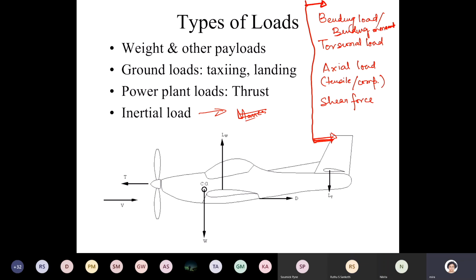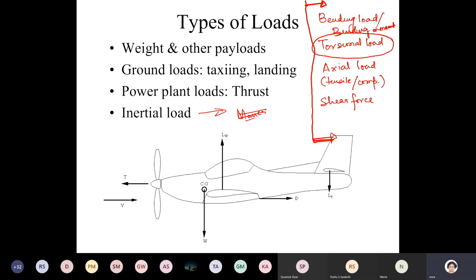Now let me try to get back to this. From now onwards, we will be more bothered about which type of load we are analyzing. Is it bending, torsion, axial, or shear force? That's going to be the first job, and we will individually learn how to analyze the structure for each of these loads. The first module of the course would be to understand how to analyze a structure under torsional load.